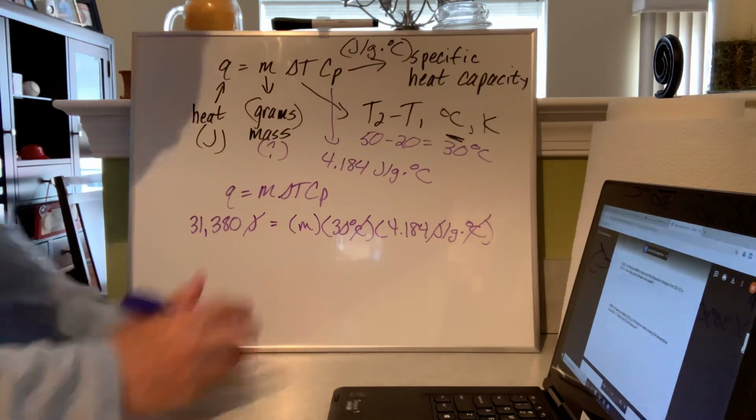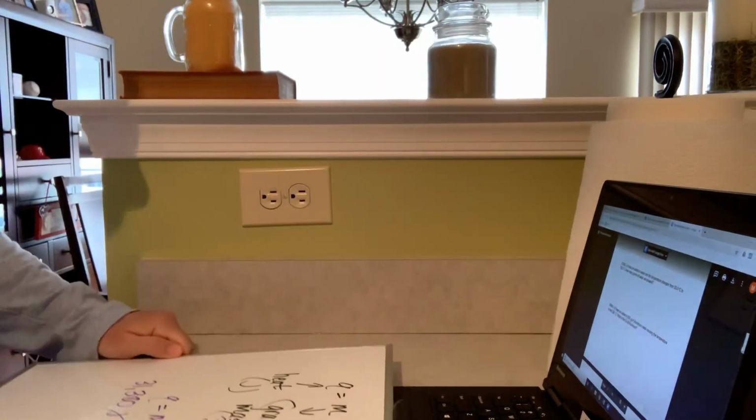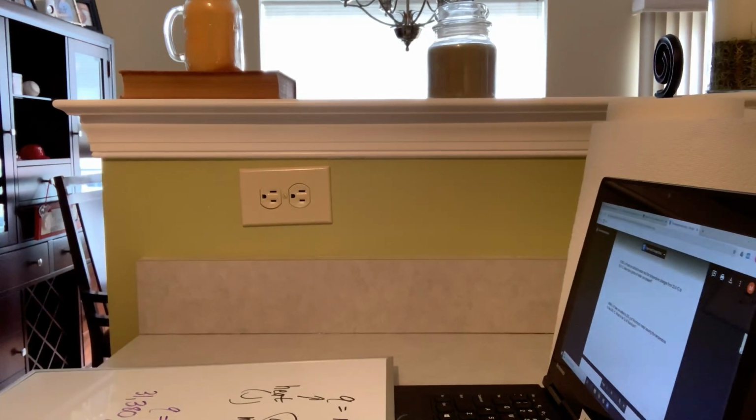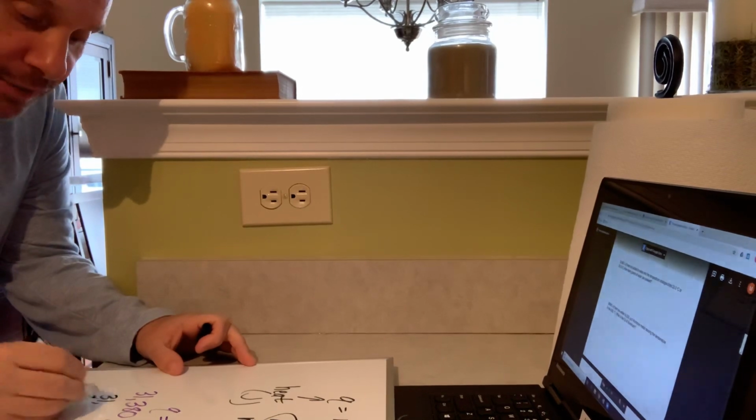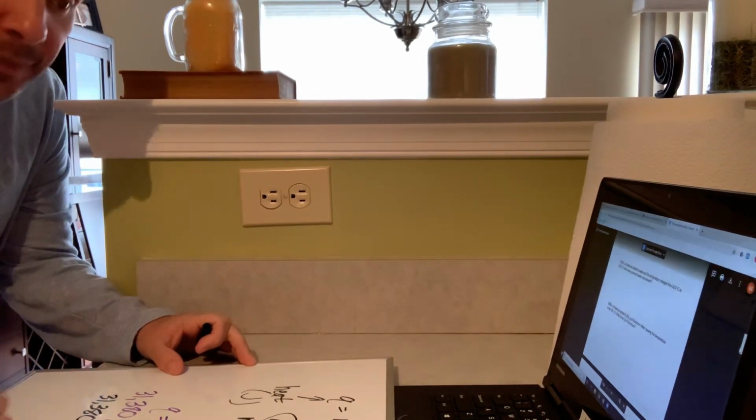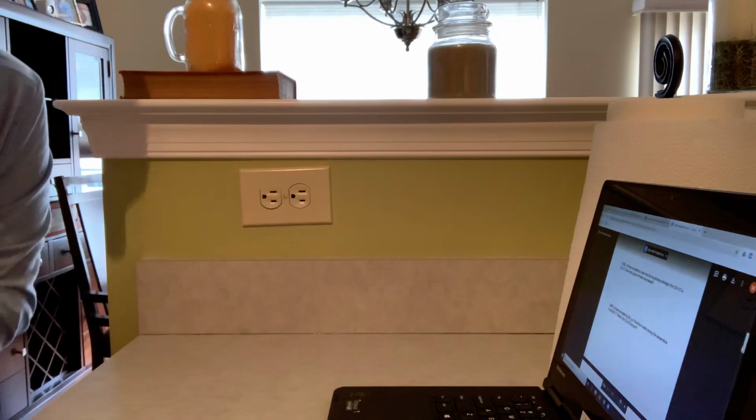So this is what we get for the next step. I'll even change colors just like I would if I was teaching you in the classroom. So we're going to have 31,380 equals, where's my answer? I already worked it out.